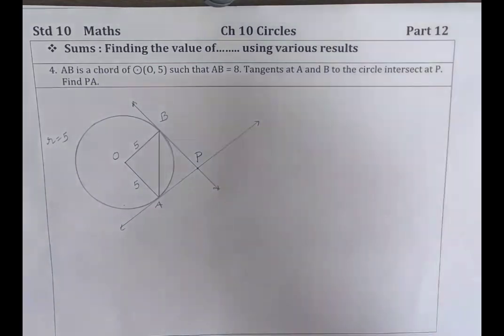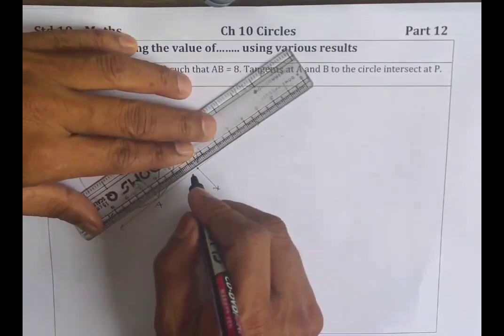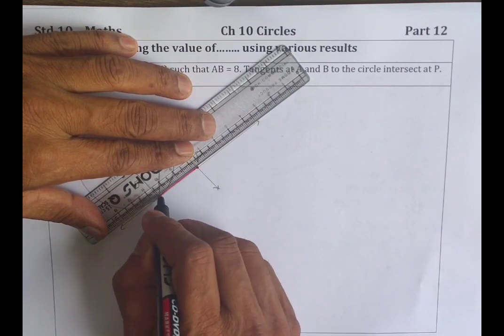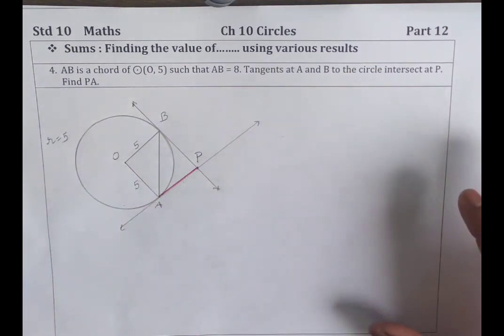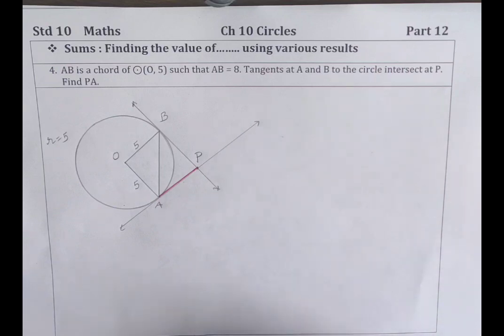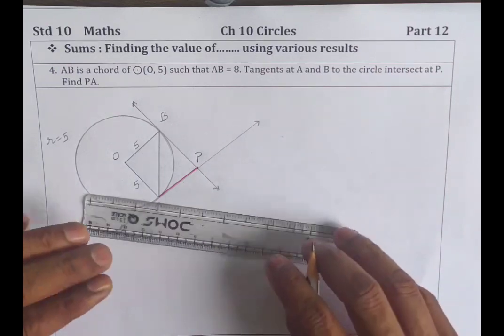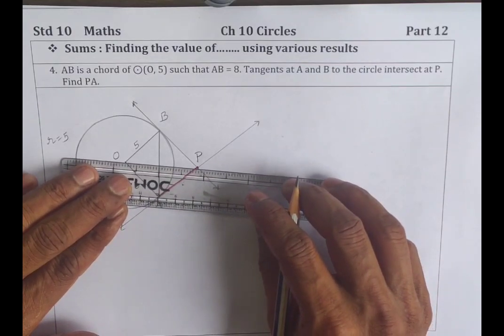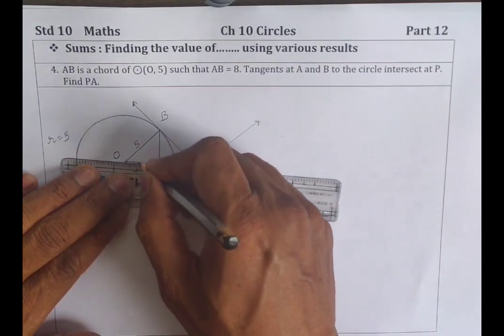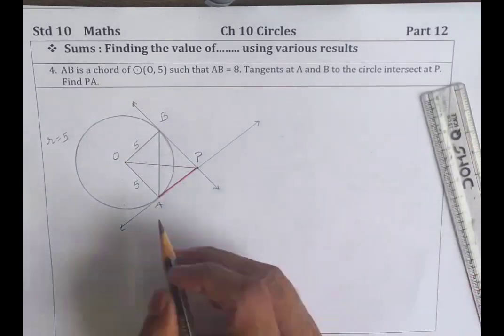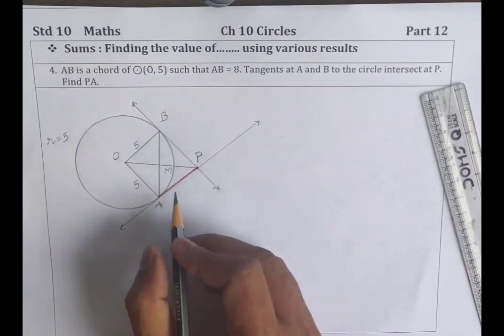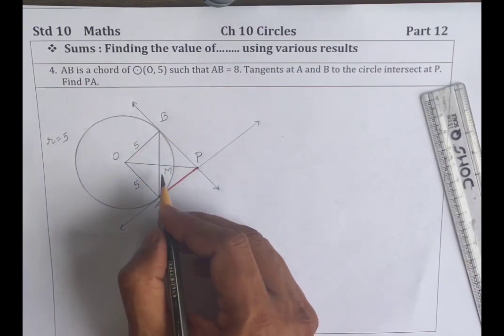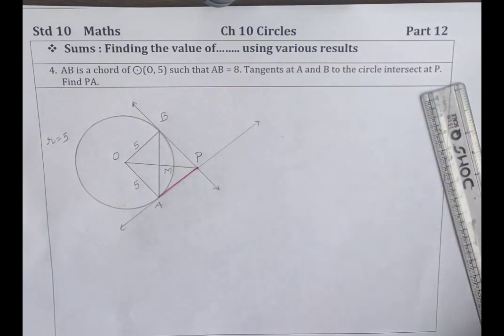It's here. I'll make it red. Alright? PA is what you are supposed to find. Now, how will you find it, children? It's not easy. I told you it's very lengthy and difficult as well. Children, first of all, you will have to draw a line segment joining the center and point P in the exterior. Alright? Okay. And that line segment intersects the chord at point M. Let OP intersect AB at point M. Let me write that.